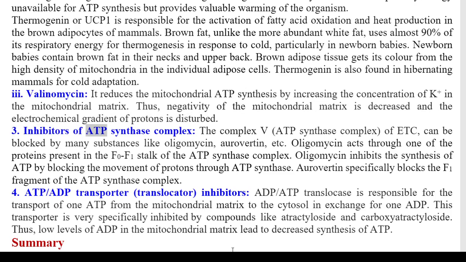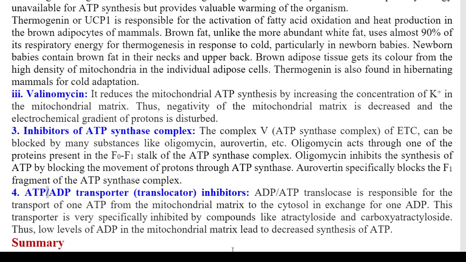3. Inhibitors of ATP synthase complex: the complex V, ATP synthase complex, of ETC can be blocked by many substances like oligomycin, aurovertin, etc. Oligomycin acts through one of the proteins present in the F0F1 stalk of the ATP synthase complex. Oligomycin inhibits the synthesis of ATP by blocking the movement of protons through ATP synthase. Aurovertin specifically blocks the F1 fragment of the ATP synthase complex.